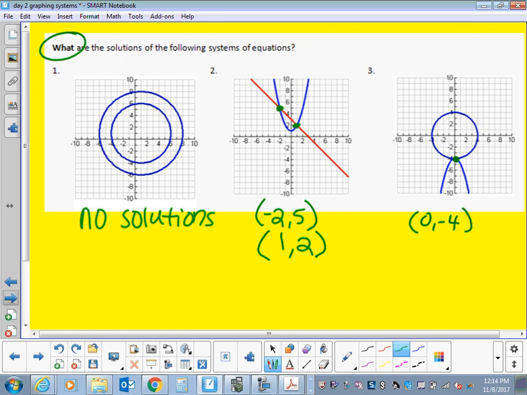Did everyone understand Sam's question? Even though it doesn't go through the circle, it still touches it. So it's still the solution. So it's considered an intersection.